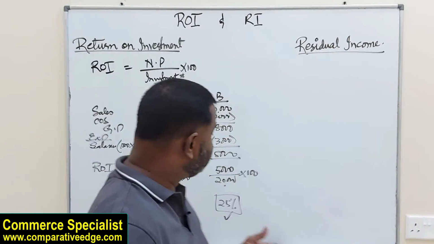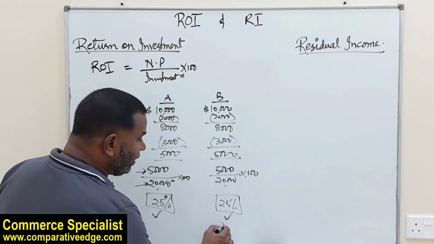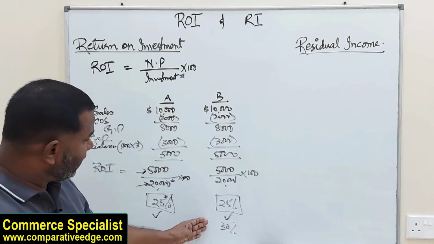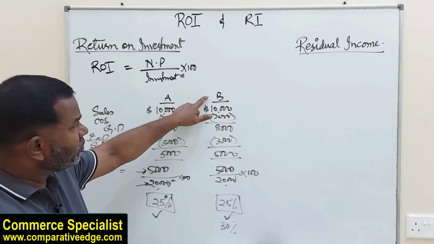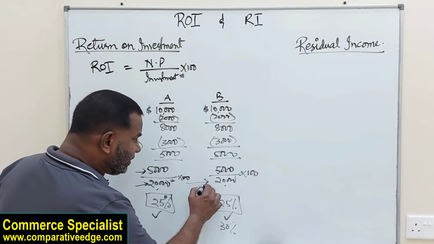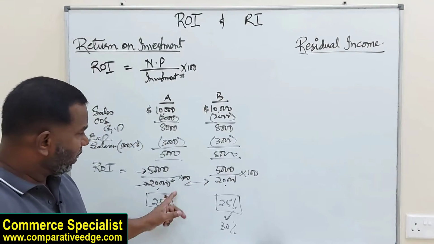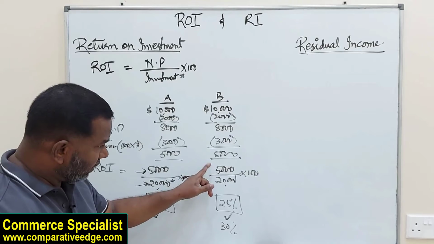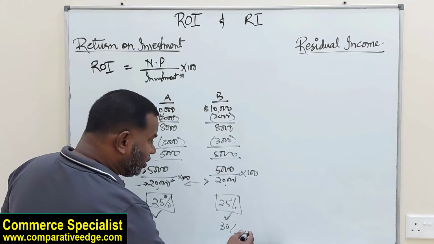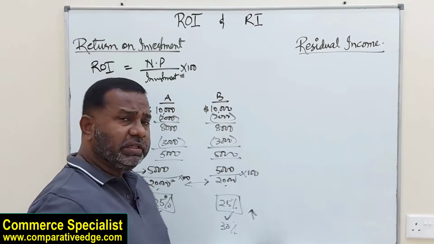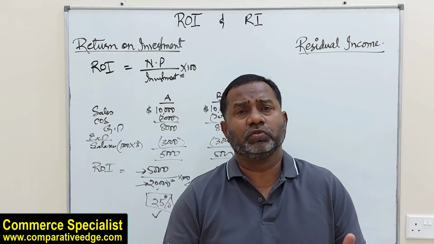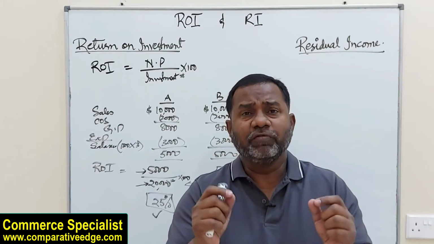Had department B's ROI been, let's say, 30%, we would have considered that department B's performance is better than department A, or this manager is better than the manager of department A, because though the investment is the same, if the net profit was different, it would have given us 30%. So in a nutshell, higher the ROI means higher the performance. But here you need to understand that if you are the manager who is doing the performance appraisal, you got to be very, very fair.